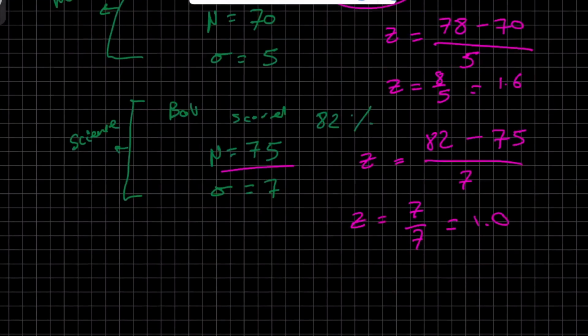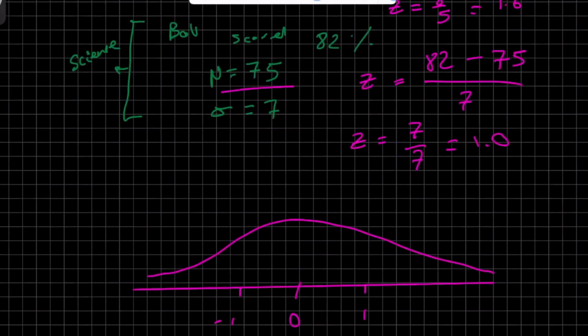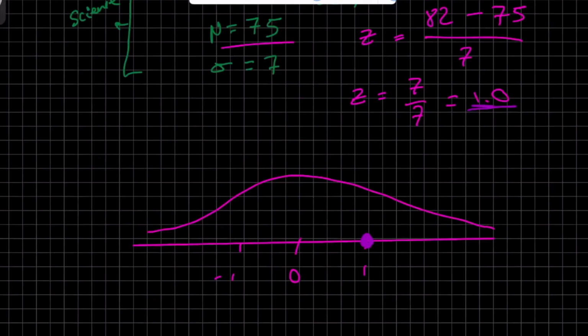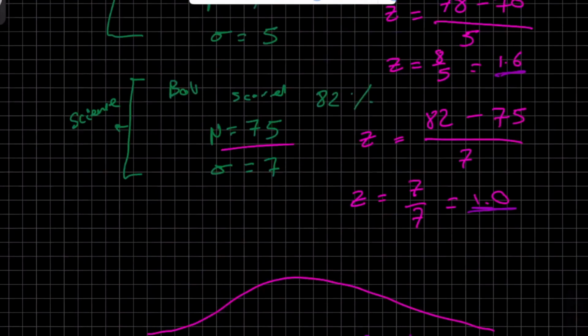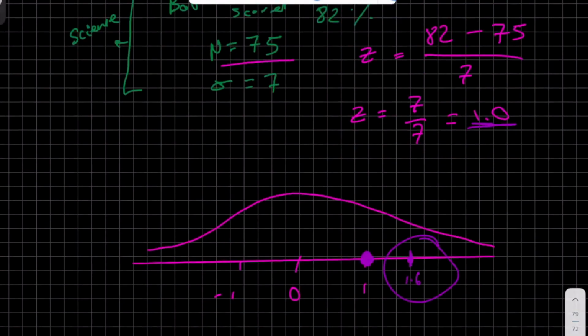So what this means is that on a standardized bell curve, where our mean is 0 and our standard deviation is 1, Bob actually scored over here with a standardized score of 1, and Alice actually scored up here at 1.6. Now, if you ask the question, who scored better, it's actually Alice who scored better because she sits higher on this standardized bell curve. So this is Alice's score and this is Bob's score. So Alice is actually the one who performed better and not Bob.